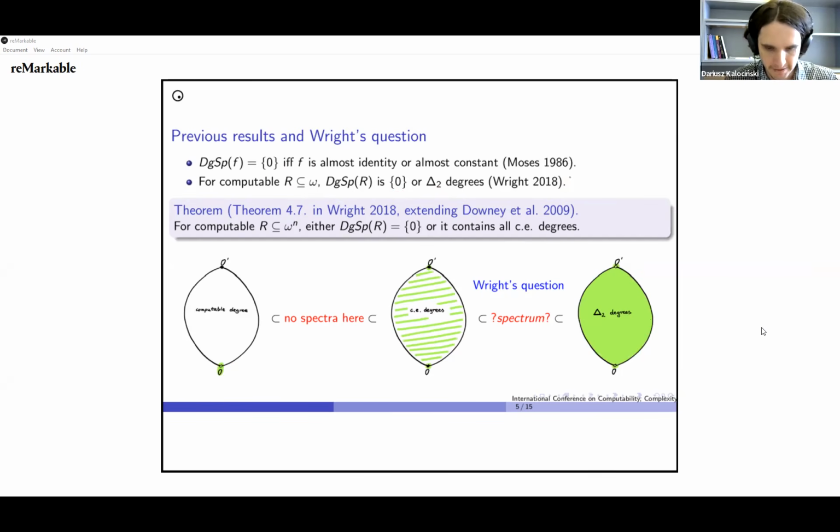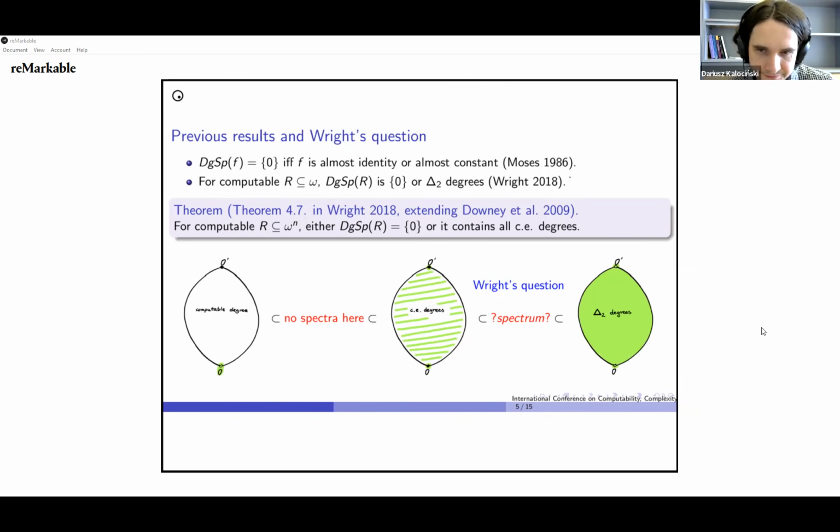And in another theorem from the same paper he showed that for computable n-ary relations, here we have unary relations, now we are considering arbitrary n-ary relations, either the degree spectrum is trivial, and if it's not, then it already contains all c degrees. So basically, this result shows that you can't have any intermediate spectra here.